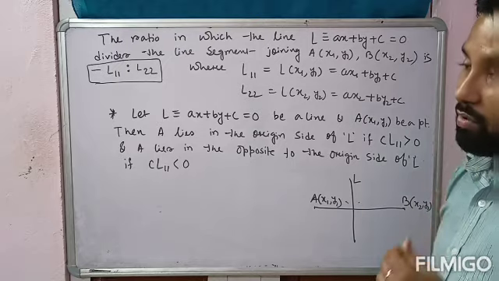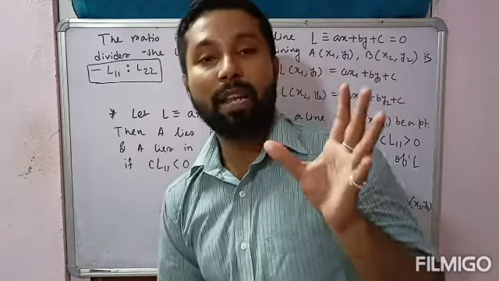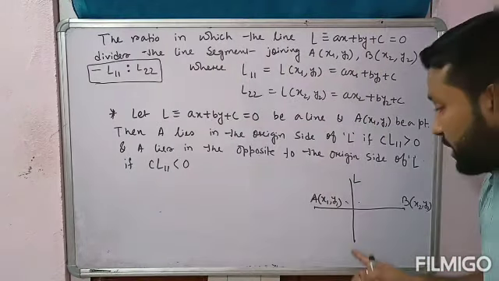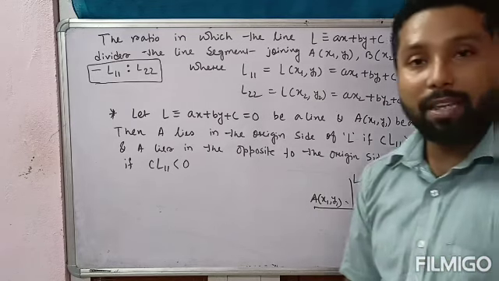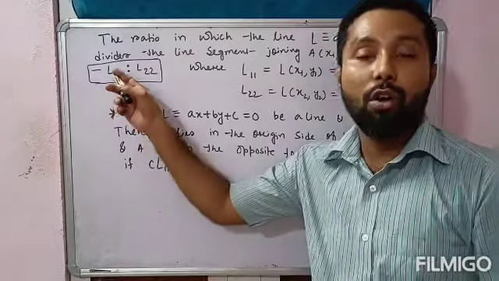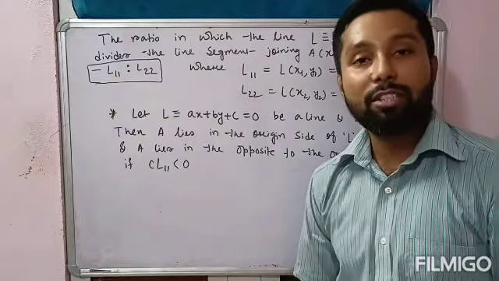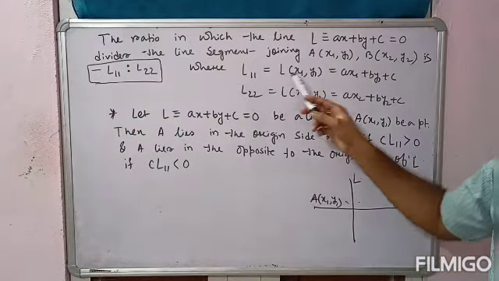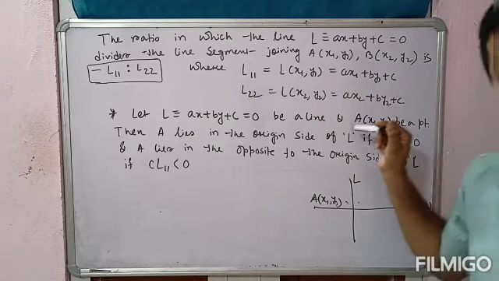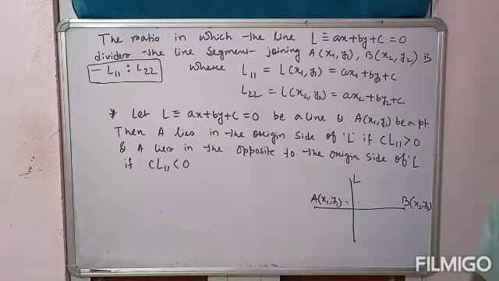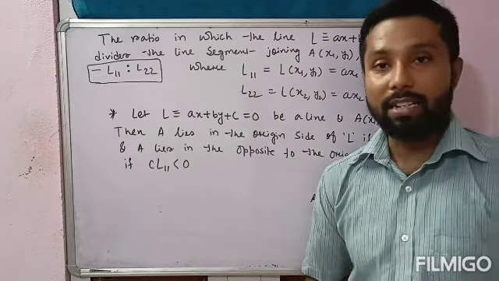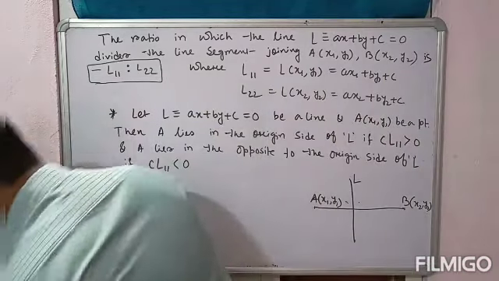Okay, so the line ax plus by plus c equal to 0 divides the line segment joining the points A and B always in the ratio minus L11 is to L22. Now L11 means ax1 plus by1 plus c, and L22 means ax2 plus by2 plus c. Right? So let us take one example.